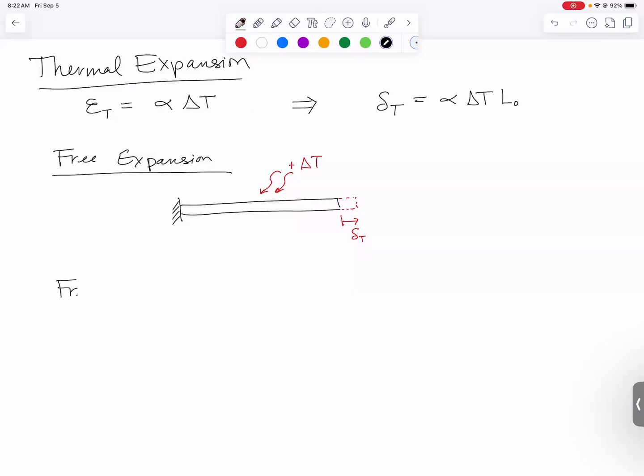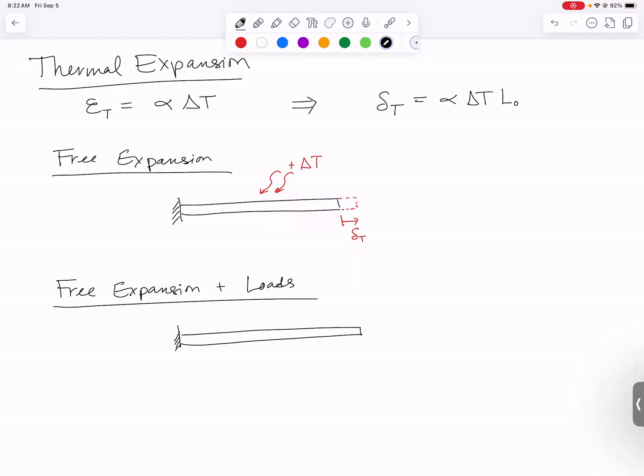We can also have a situation where we are free to expand, but we also have an applied load. So the picture is similar. Fixed on one end, free on the other. We apply a temperature change. Let's say somebody pulls on this with a load P. You'll experience length change from both of these. The thermal length change will be the same exact delta thermal that we calculated before. And then in addition to that, we'll have another superimposed length change, delta mechanical. So in this case, our total deflection will just be the sum of delta thermal plus delta mechanical.